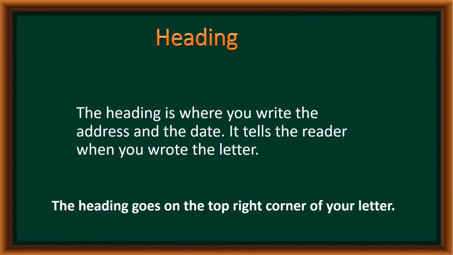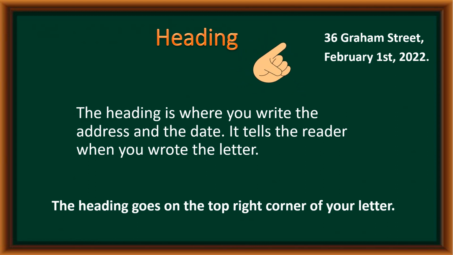The first part of a friendly letter is called the heading. The heading is where you write the address and the date. It tells the reader when you wrote the letter. Now, where can we find the heading? The heading goes on the top right corner of your letter. Here we have 36 Graham Street, February 1st, 2022. Now, this is the heading of my letter.